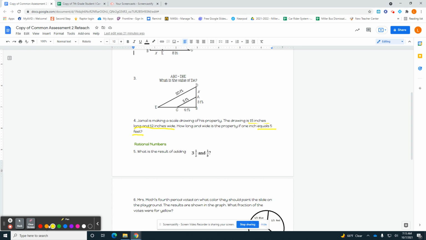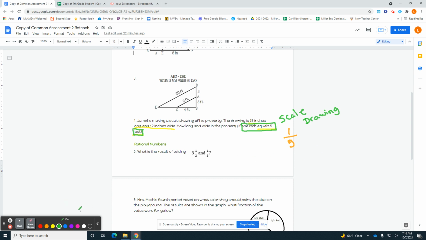Okay, so this is like a scale drawing. The two previous ones were similar figures. This is scale drawing. So it says how long and wide is a property if 1 inch is equal to 5 inches. So we have 1 inch is equal to 5 inches. So that's going to be our scale. We have 1 inch is equal to, sorry, not 5 inches, 5 feet. Let's go with that.